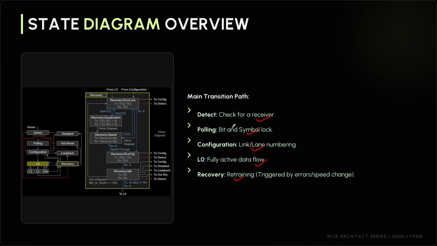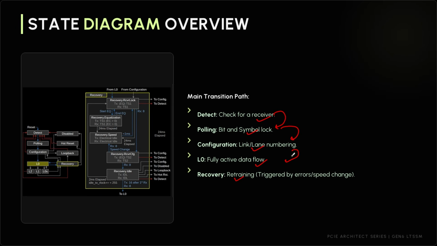If a receiver is found, the link moves into Polling. During Polling, devices exchange training sequences. After successful synchronization, the link enters Configuration. In Configuration, lane numbers are assigned and the link width is determined. Once everything is agreed upon, the link enters the L0 state.